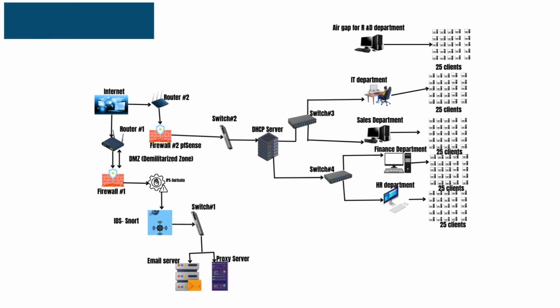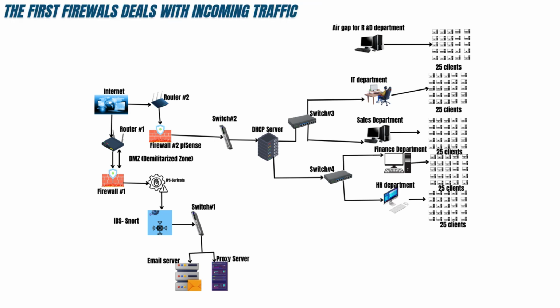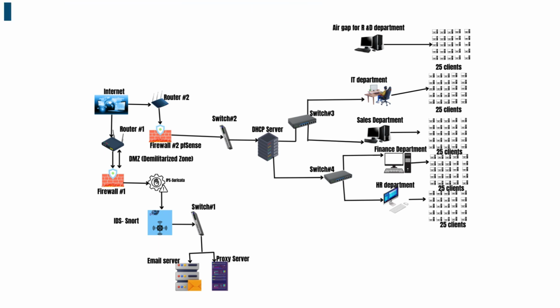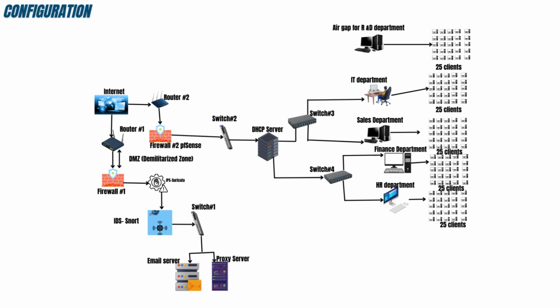Firewalls. Perimeter. Two firewalls are deployed to protect the internal network. The first firewall is positioned at the network's edge, where it controls traffic coming from and going to the internet. The second firewall is positioned internally between segmented departments, ensuring that only authorized traffic can pass between critical areas, such as finance and HR.